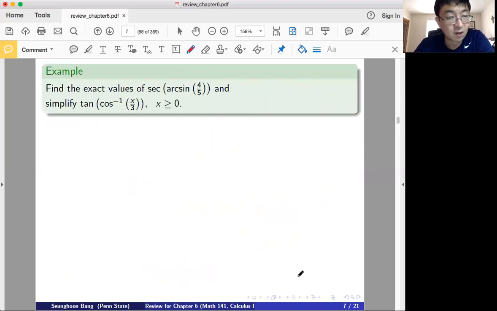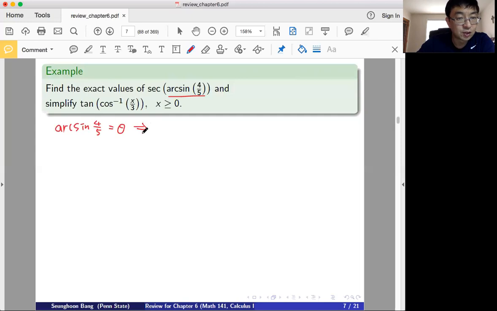The next thing, find the exact value of secant of arcsine of 4 over 5. So how can you solve this problem? We can use a triangle in this case. First, arcsine of 4 over 5 is an unknown angle theta.